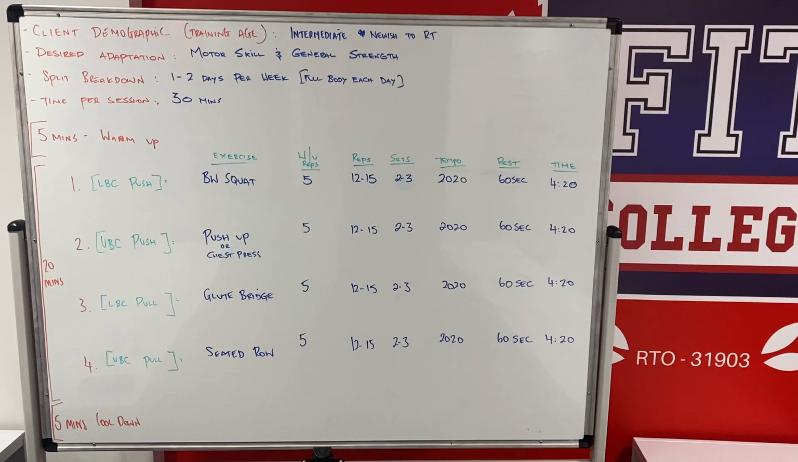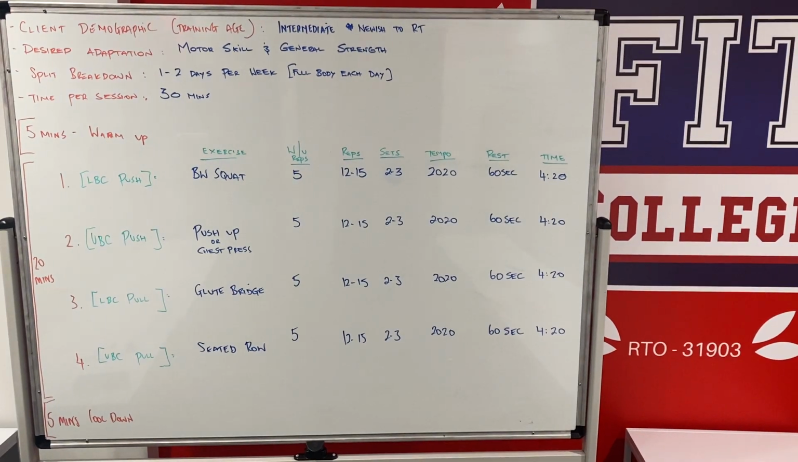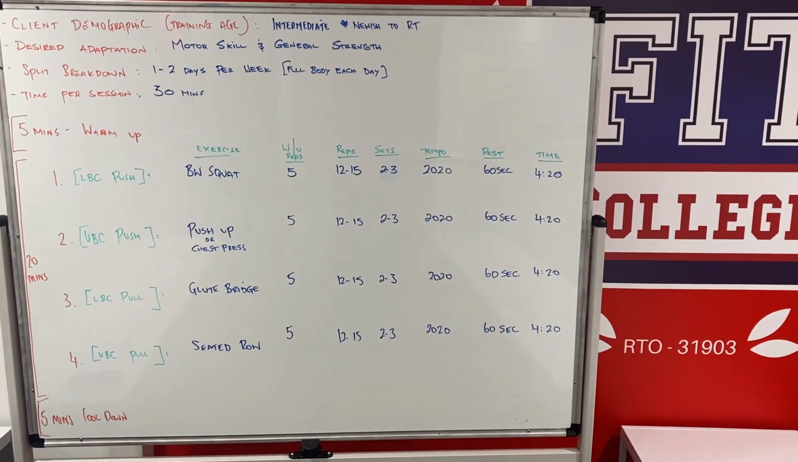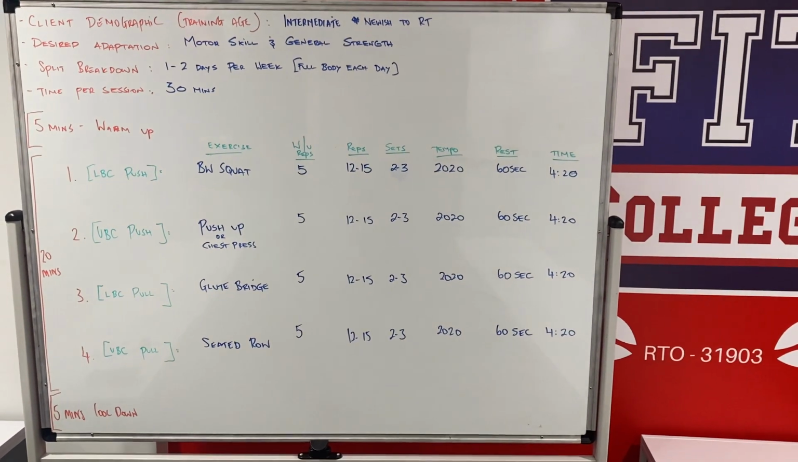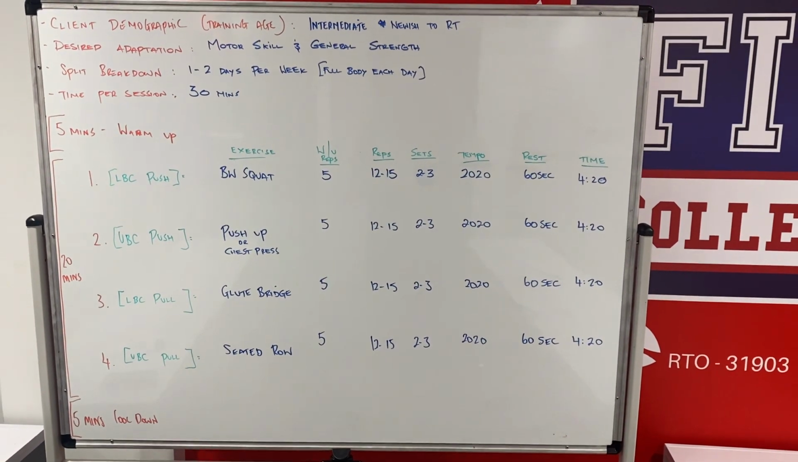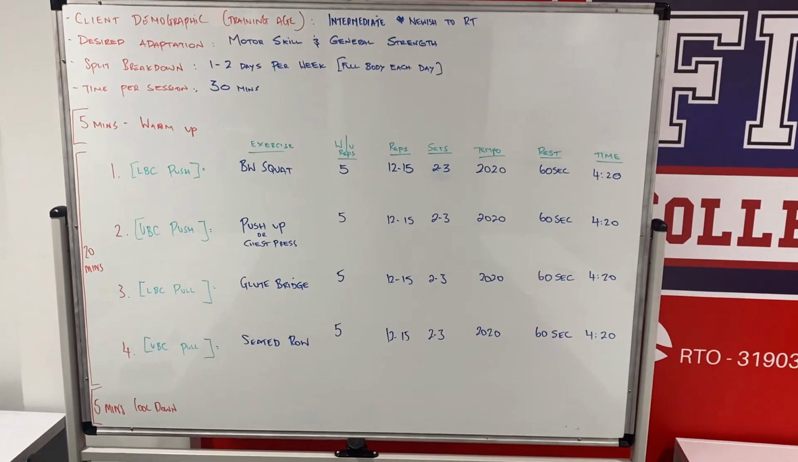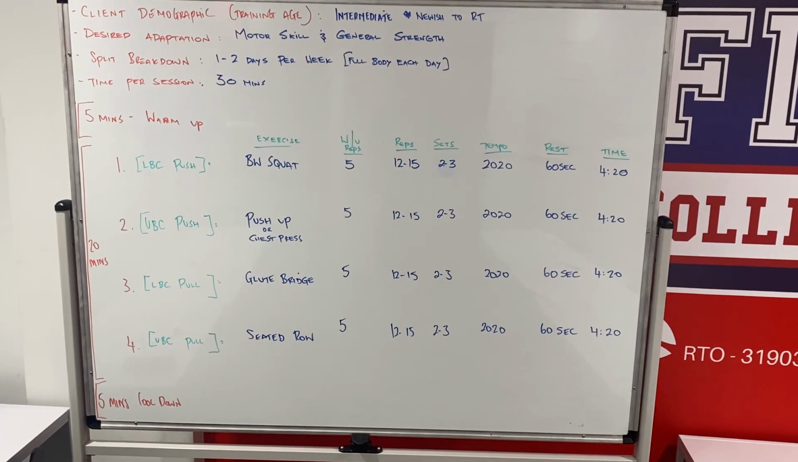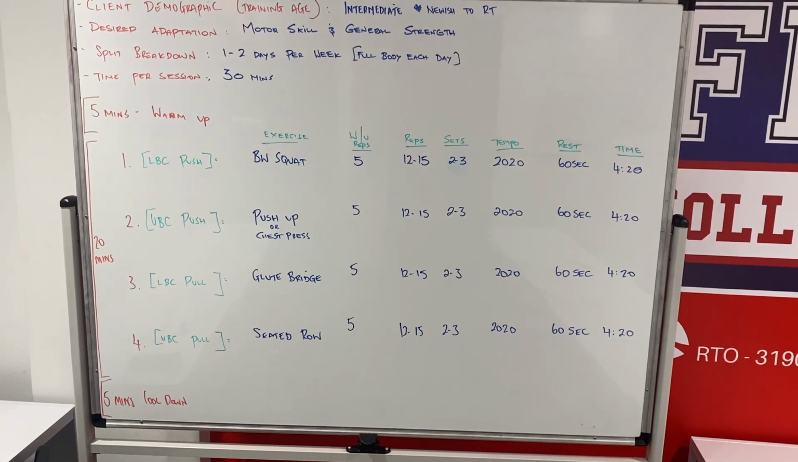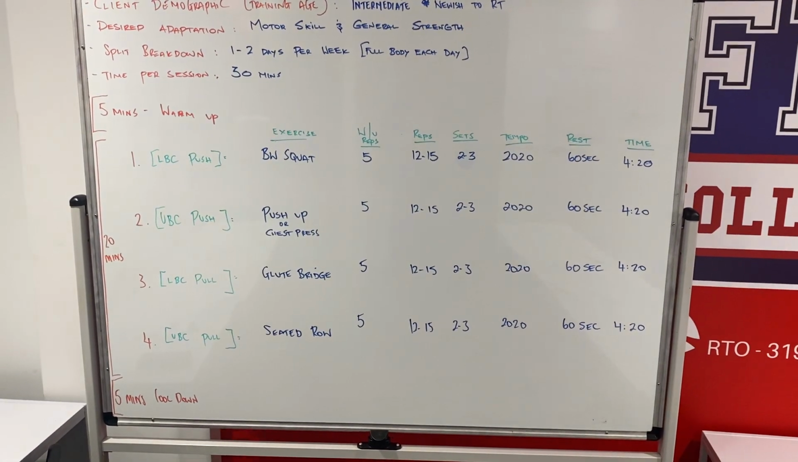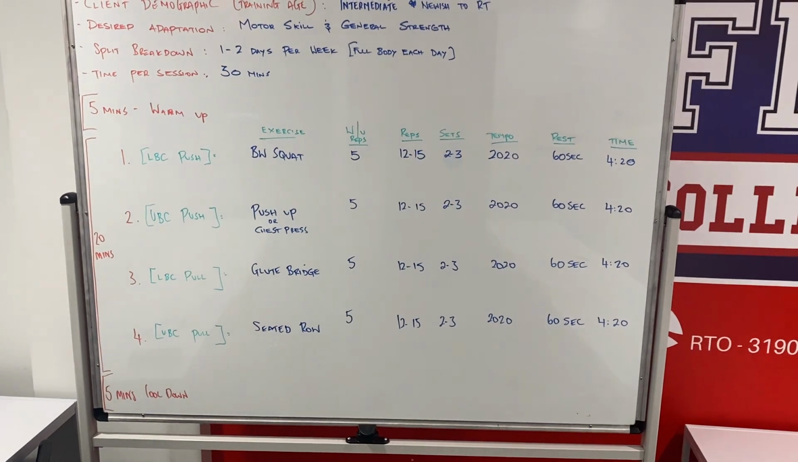What's the split breakdown? How are they breaking down their resistance training? It's 1 to 2 days per week. If they're doing 1 to 2 days, then they probably need to incorporate a full body workout on the day, especially if they're only training 1 day a week. The time for the session is 30 minutes. That is pre-prescribed for us.